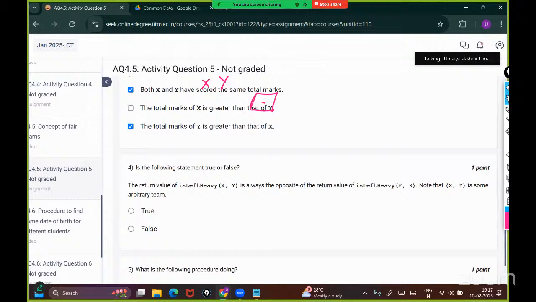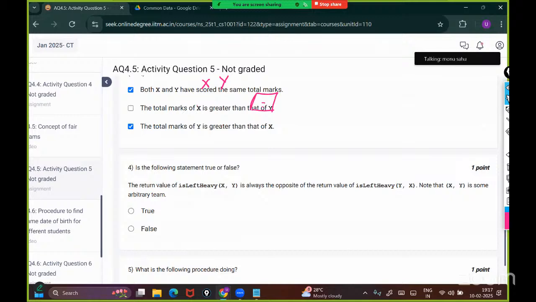And here the returned value of isLeftHeavy is always the opposite of the returned value of y comma x. Is it true or false? Yes, everyone. I think true. Why is it true? Because when X total is more than Y total, we are saying Y is less, so always both will be opposite.